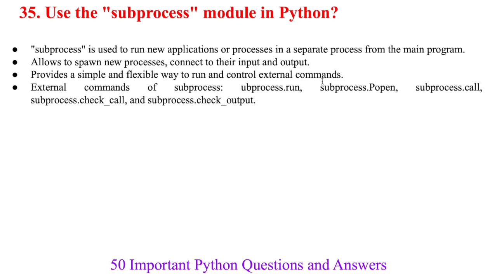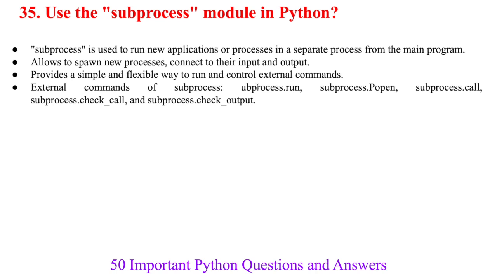The question is how to use the subprocess module in Python programming. The subprocess module in Python is used to spawn new processes and run external commands or applications in a separate process from the main program. This can be useful for executing commands that require a separate process, such as running shell commands, calling external scripts, or launching other applications.